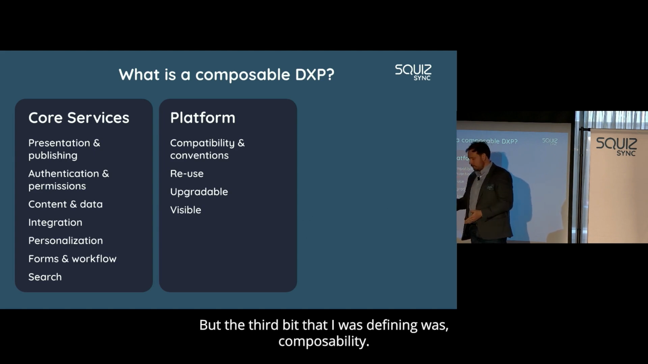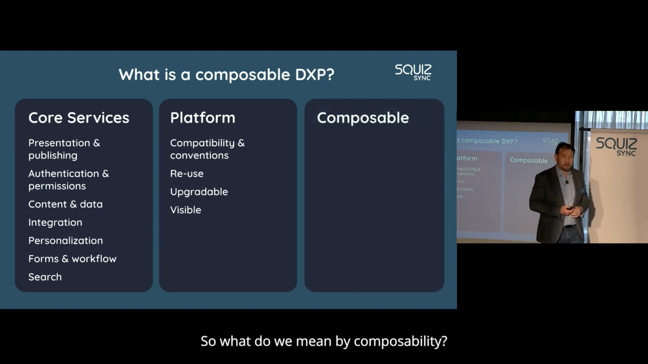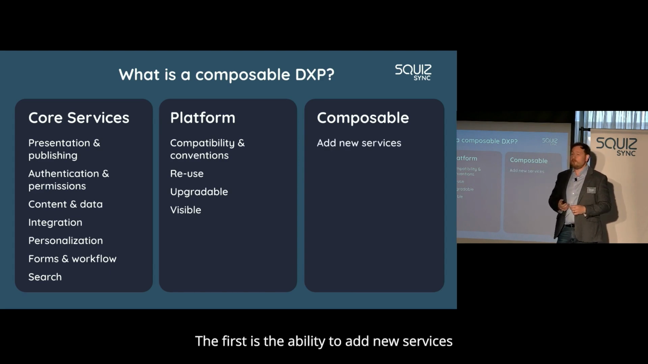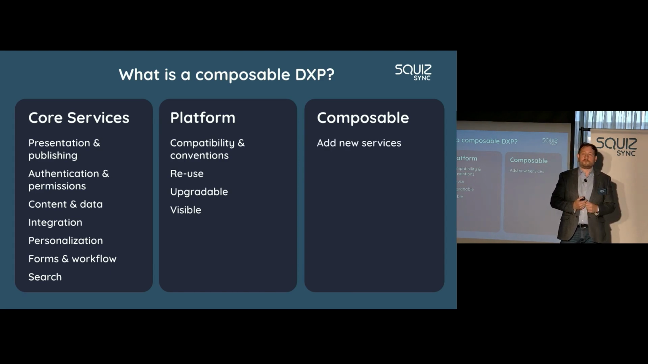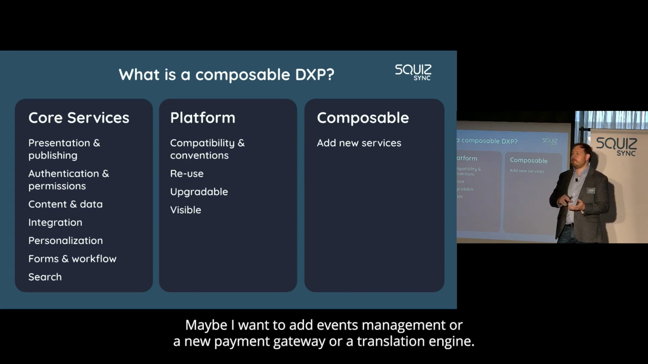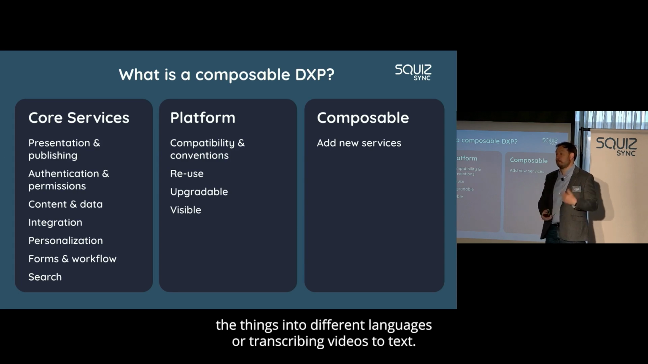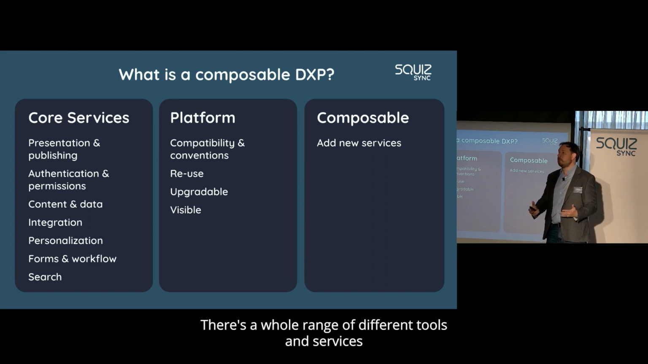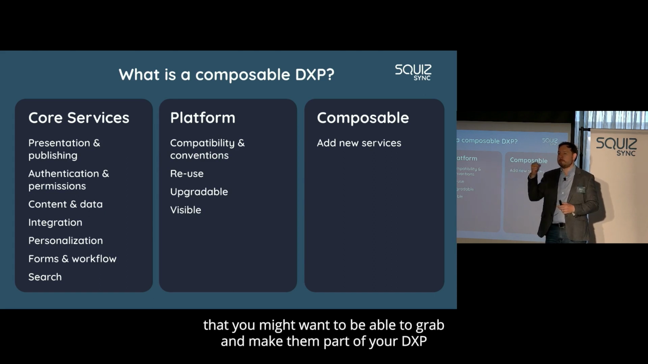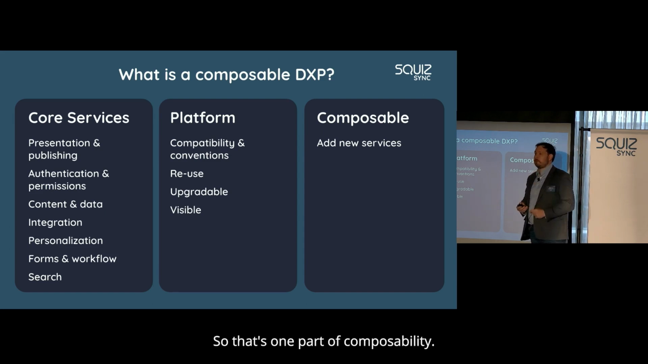But the third bit that I was defining was composability. So what do we mean by composability? Two things. The first is the ability to add new services and make those services feel as if they're part of the same platform. What's a new service? Maybe I want to add events management or a new payment gateway or a translation engine. There's all sorts of amazing tools now that are getting better at AI translation of things into different languages or transcribing videos to text. There's a whole range of different tools and services that you might want to be able to grab and make them part of your DXP, make it feel like you can use them in what you build. So that's one part of composability.